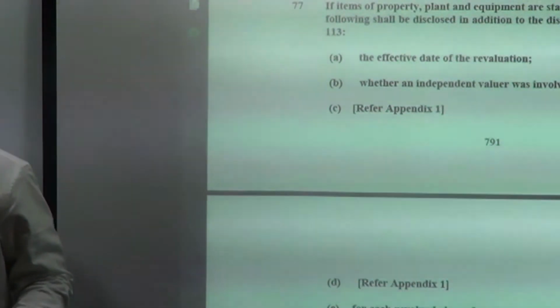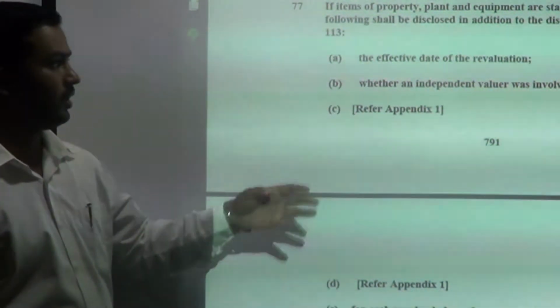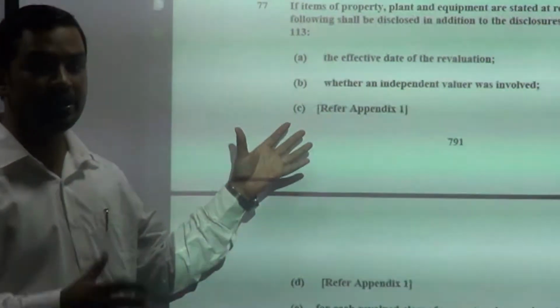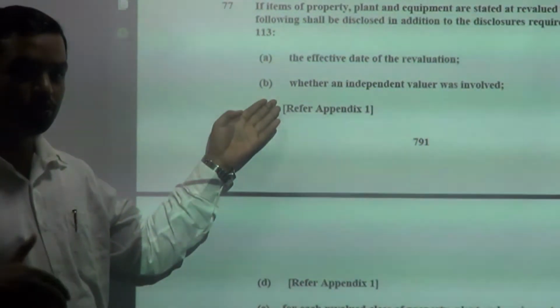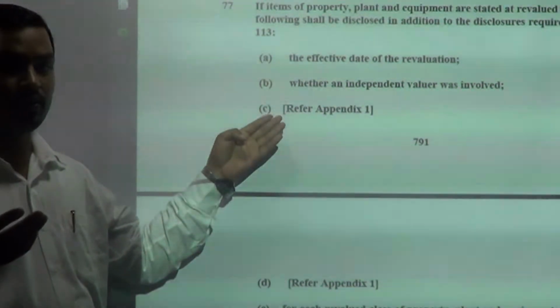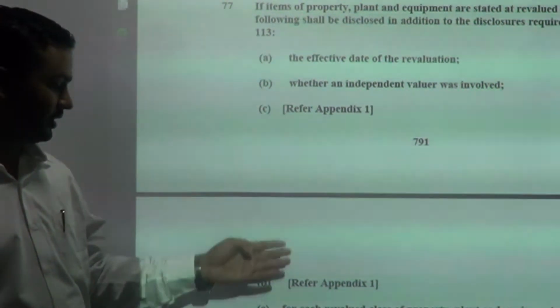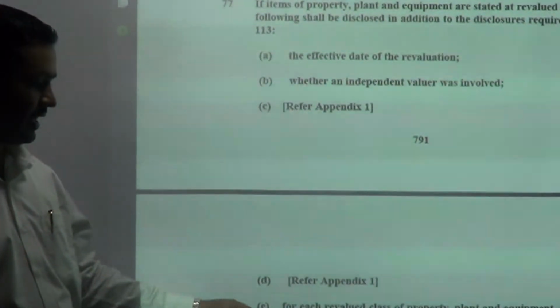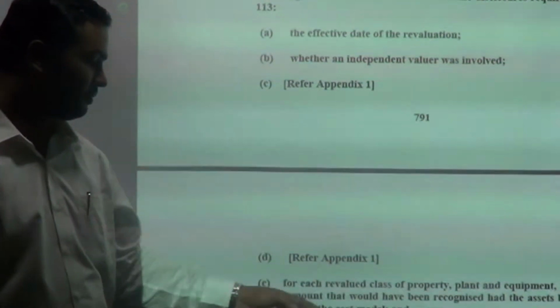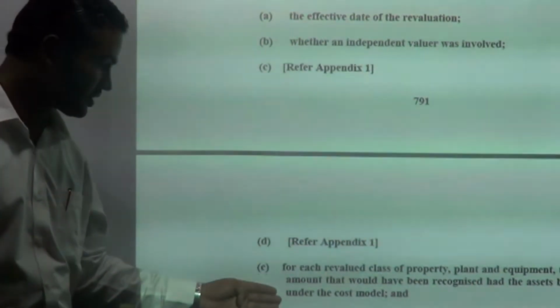Now para 77 is relevant with respect to assets where we have revalued the assets, the date on which we have done the revaluation. If we have used the services of an independent valuer, you have to disclose that fact. Then we have, for each revalued class of property, plant and equipment, the carrying amount that would have been recognized had the asset been carried under cost. This is an onerous requirement.